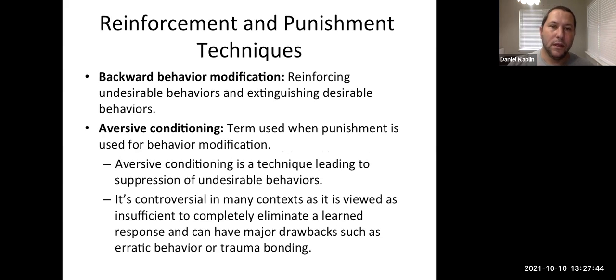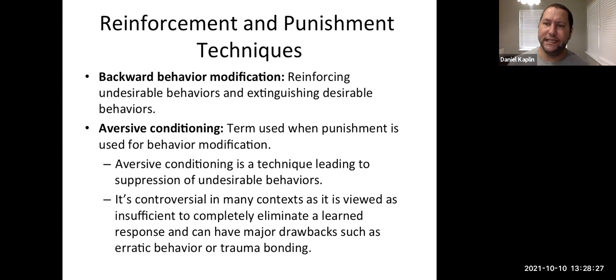All right. So we also have something called backwards behavior modification, which is reinforcing undesirable behaviors and extinguishing desirable behaviors. That's not good, right? We don't want to do that, but we want to acknowledge that you could shape maladaptive behaviors to increase too. Now, we said that we use reinforcement to increase the likelihood of a behavior. We use punishment and aversive conditioning to decrease the likelihood of behavior.